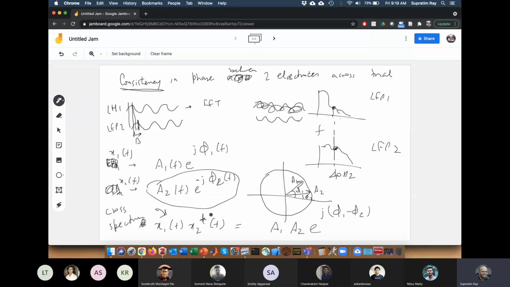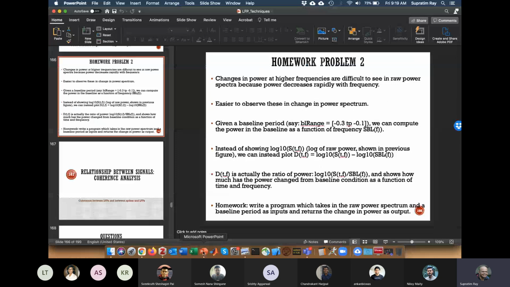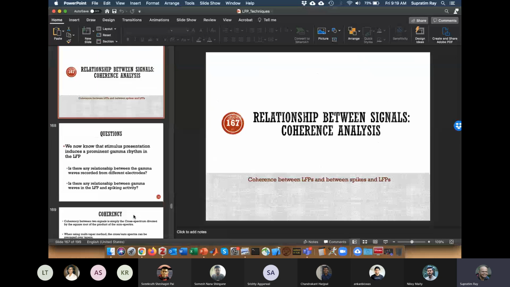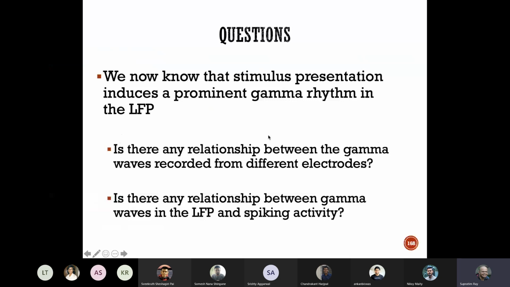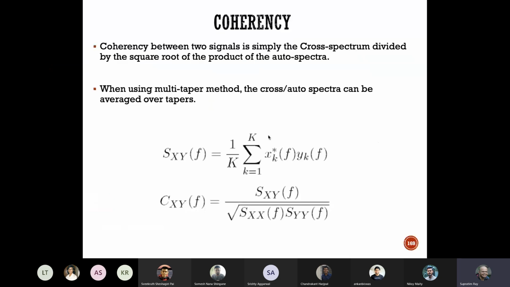Okay, so just think about this for a minute. Let me go back here. So the question, I suppose, is clear to everyone. I'm looking at whether there's a relationship between the gamma waves. So what I do is find the spectrum. So this is the Fourier transform.